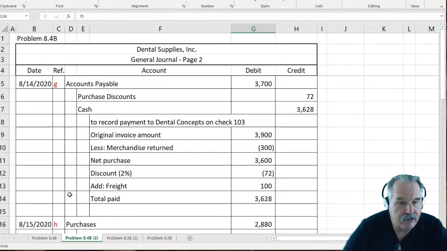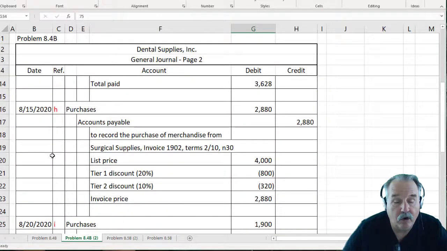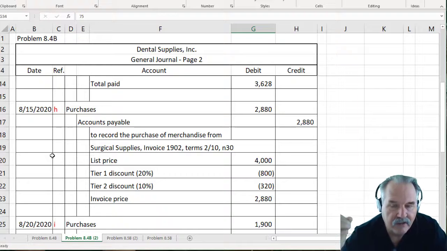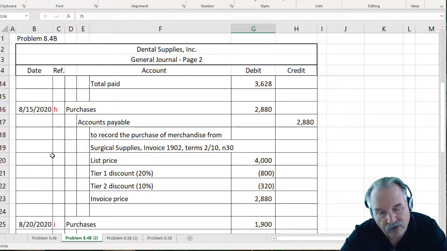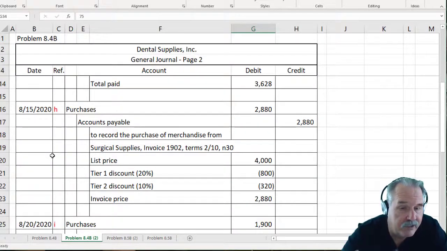Then transaction H, we bought some more. We bought some stuff. This is a trade discount. The way this works, and in this case we have a tier 1 and a tier 2. This is a way that companies can save money on their catalogs. So they have a list price, and then to different customers, depending on how much volume they do and the relationship with the customer, they might give a tier 1 discount, a tier 2 discount, and in some cases there might be a tier 3 discount.